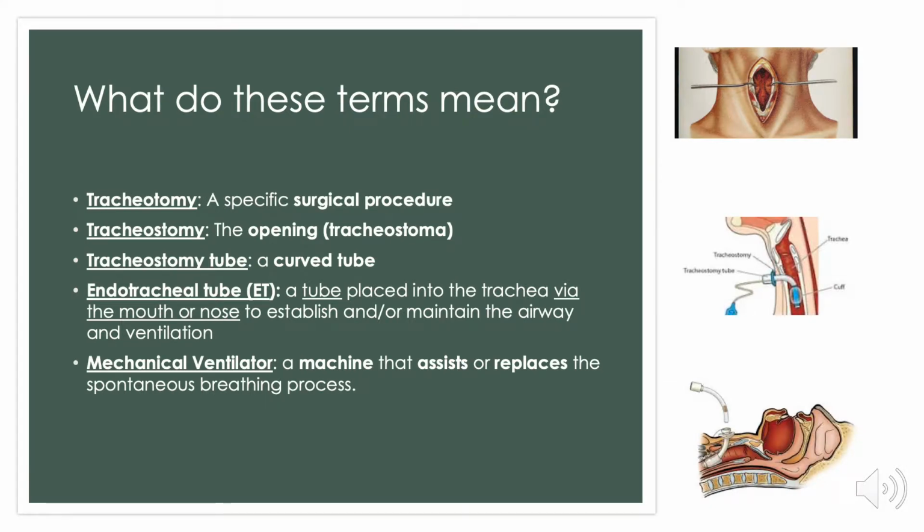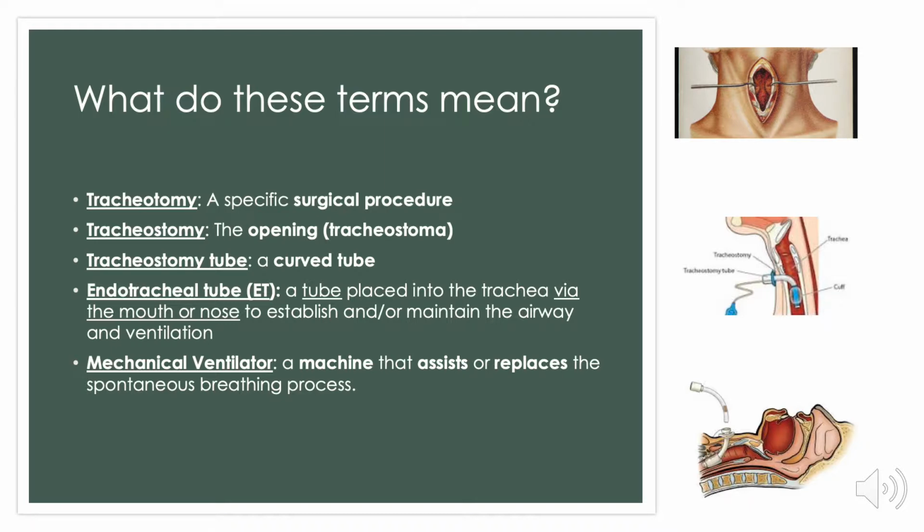Now, you're probably wondering, are these all the same? They all sound so similar. But there's a difference between a tracheotomy, a tracheostomy tube, an endotracheal tube, and a mechanical ventilator. The tracheotomy is the surgery that the patient has if they're having a tracheostomy tube placed. The tracheostomy is the opening that the tube is placed through, and then the tracheostomy tube is the curved tube that is inserted through the opening in the neck and maintains the patient's airway.